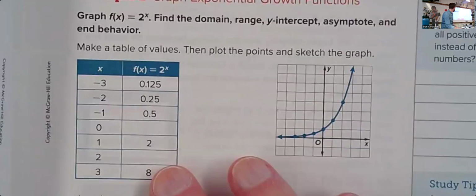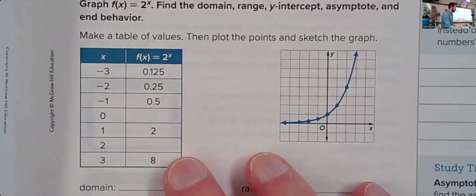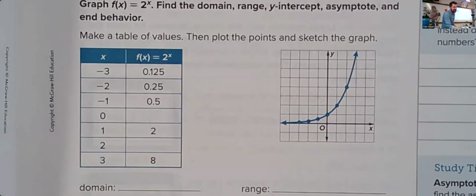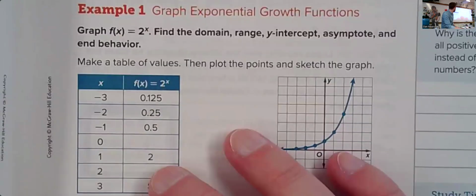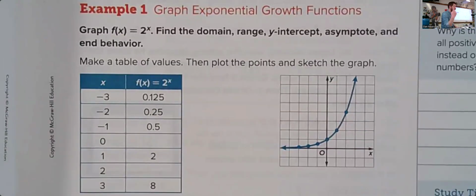So let's have a look at our first example. Again, I know you have probably all graphed this exact function before. So graphing exponential growth functions, graph f of x equals 2 to the x power. Find the domain, all possible values of x. Find the range, all possible values of y. The y-intercept, where it crosses the y-axis, the asymptotes, and the end behavior.